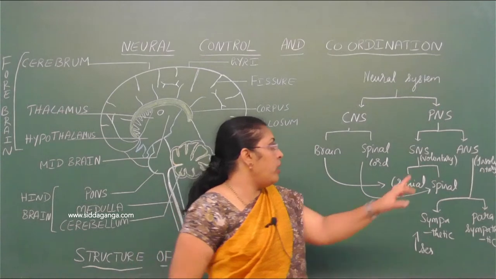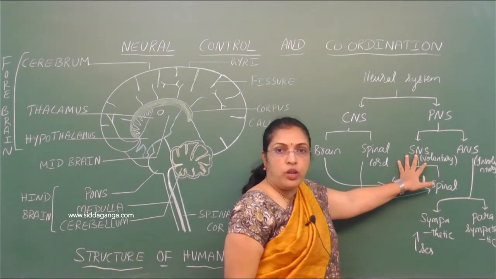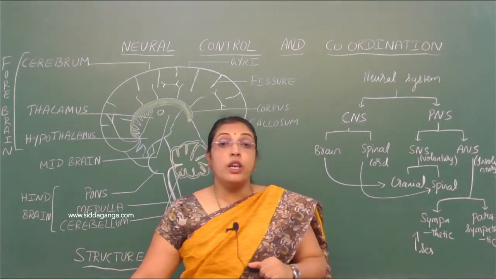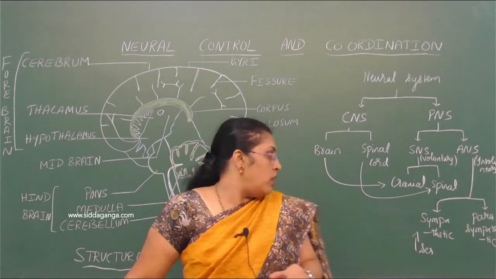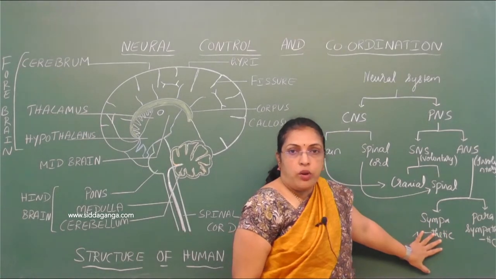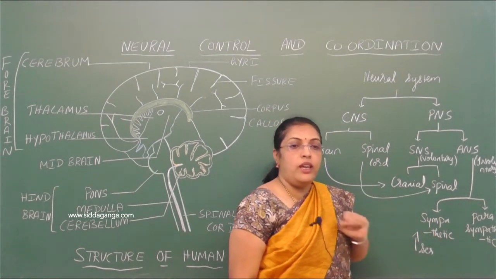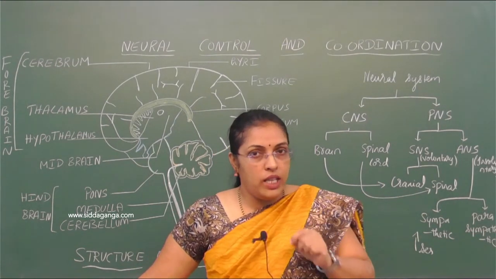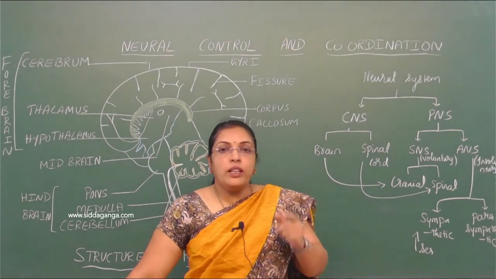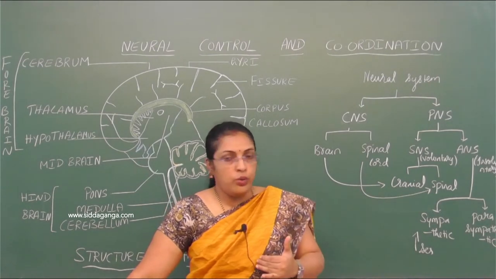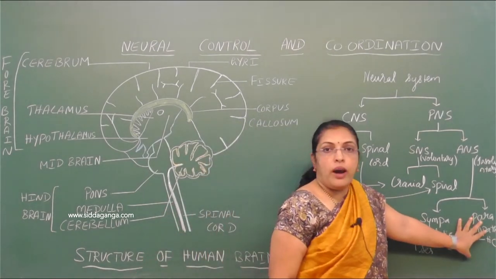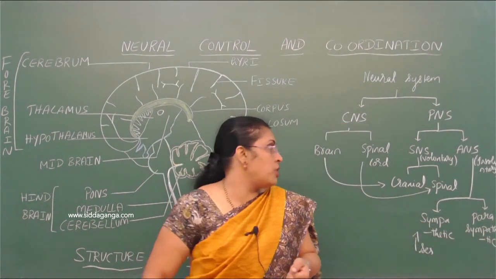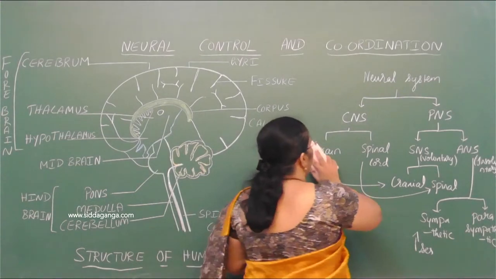So, somatic nervous system controls voluntary functions, whereas autonomic nervous system controls involuntary functions. Sympathetic system of autonomic nervous system increases functions of organs only when there is demand. After that demand, the function has to be reduced. That is done by parasympathetic. Understood? That is about classification of neural system.